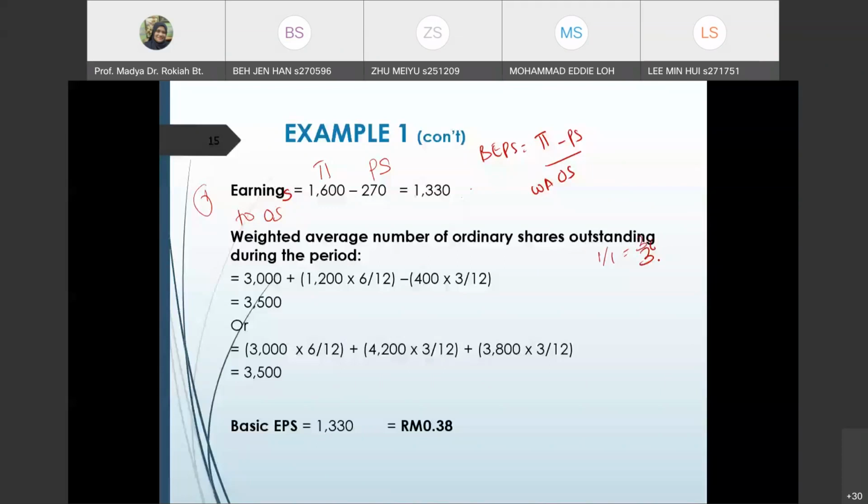So we're going to find the weighted average. On 1st of January, the existing shares are 3,000. So 3,000 times 12 over 12, because you hold them from the beginning of the year until the end of the year. And then the new issue was on 1st of July. From July until 31st December, the company has those shares. So you need to times 6 over 12, and you have 600 here.